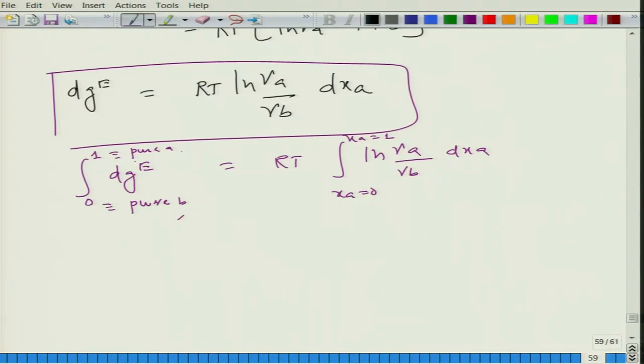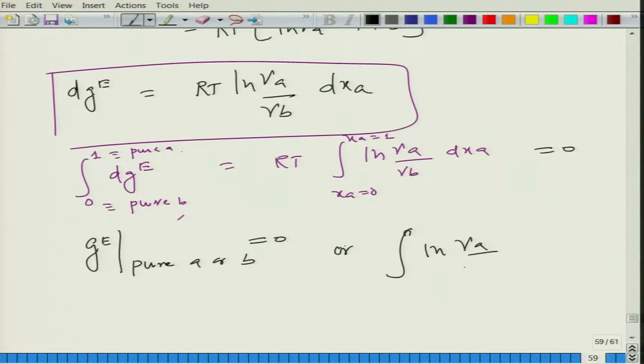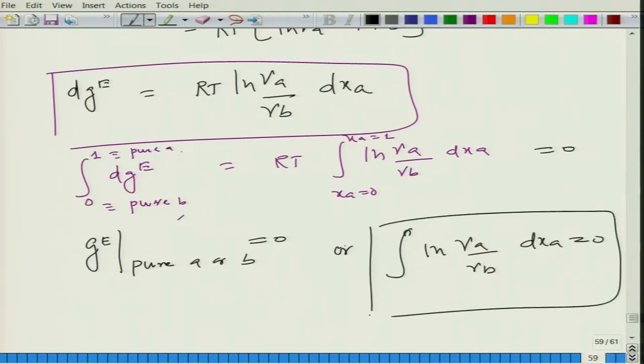So, you have G excess of the pure a and the G excess of the pure b, which, if it is pure a or b, must be equal to 0, right. So, with this, the left hand side must be equal to 0, okay. That means this term must be equal to 0, or in other words, the integral of the logarithmic value of gamma a by gamma b must be equal to 0, okay.